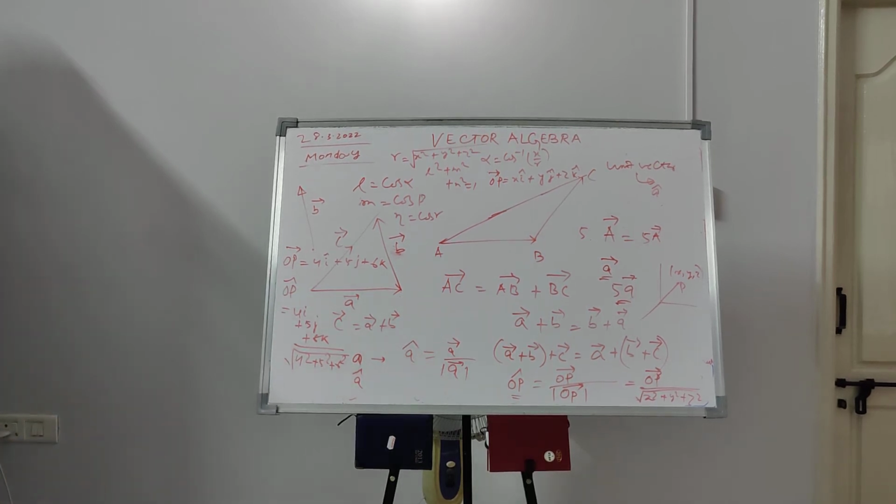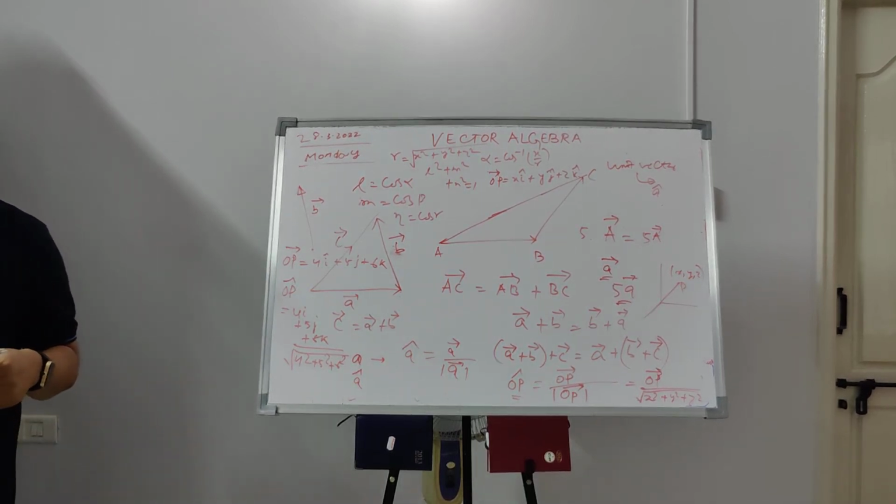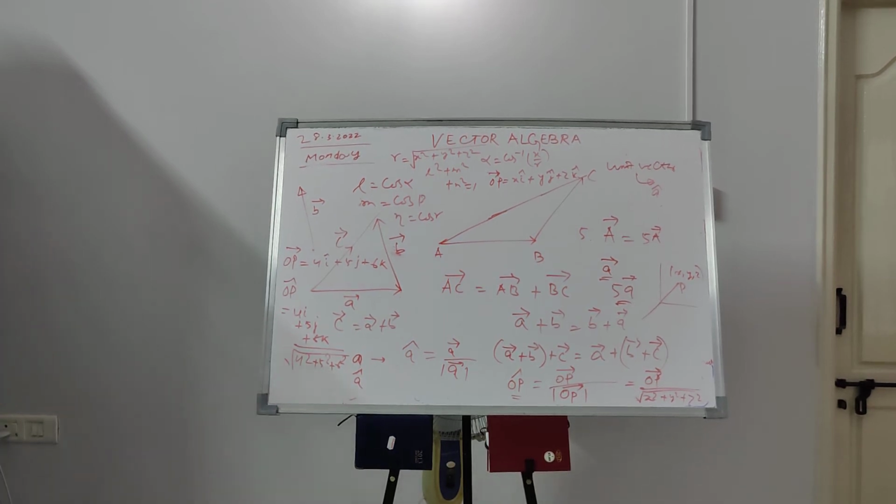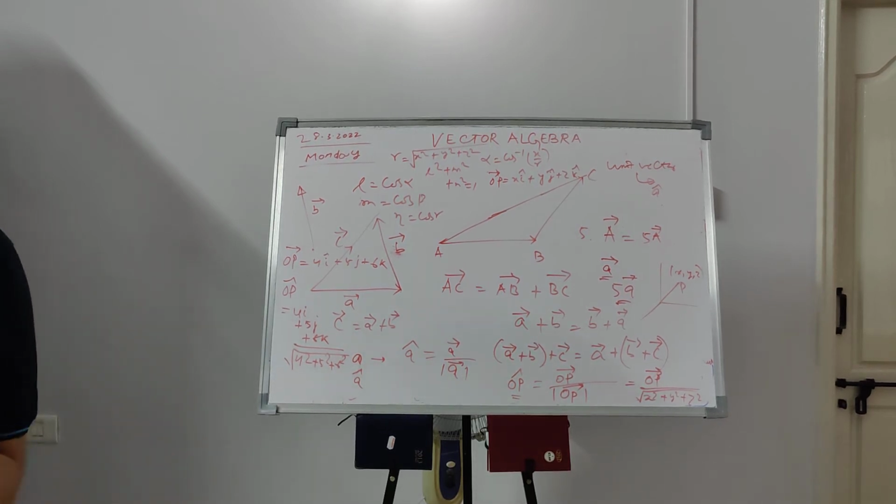This is very, very important. What is a unit vector? A unit vector has magnitude 1. That is one thing. A unit vector has magnitude 1, and a unit vector is the vector divided by the magnitude of the vector.